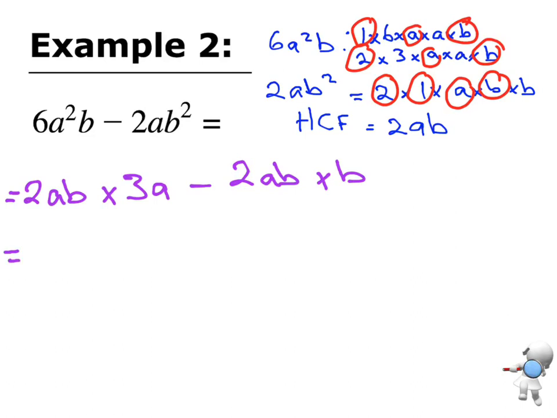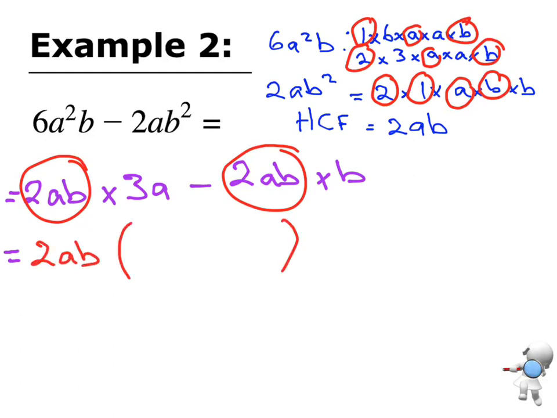So now I'm going to take this 2ab that is common to both, and I'm going to write that out in front, and then I'm going to put everything else in my brackets. So what have I got left over? I've got a 3a take away b, and that's the factorised form of it.